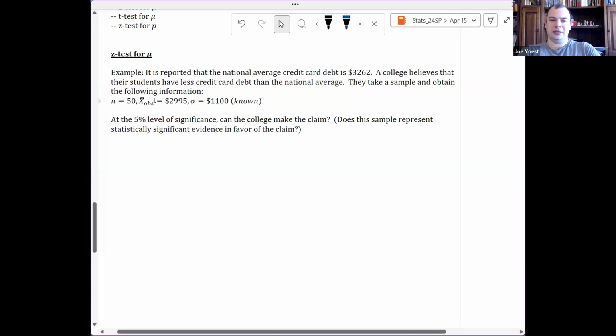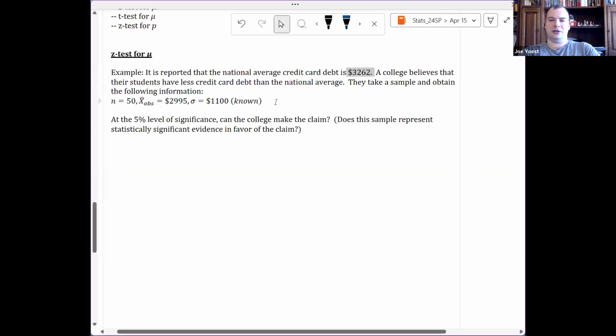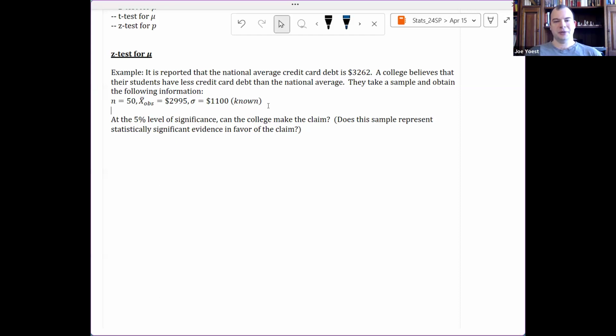So at first glance, we might just naively say, oh, our sample mean X bar observed, 2995, is indeed less than 3262. Well, we're good. We can just make the claim, right? Well, we're not all that certain, right? Because this 2995 could be a point estimate that's really right on top of the true mean credit card debt for our students, and it could really be indicative of our students' debt being systemically less than this 3262 national average. That could be the case.